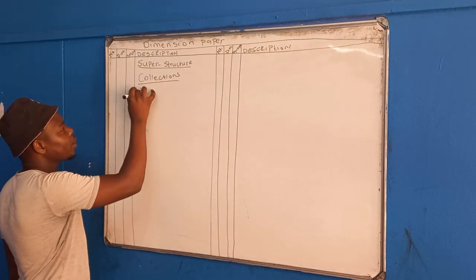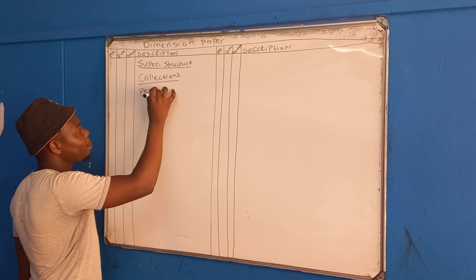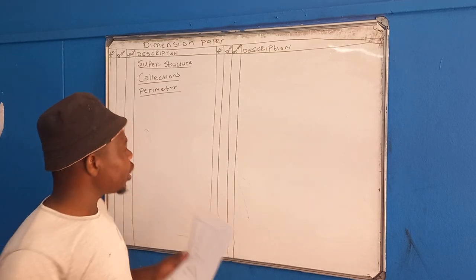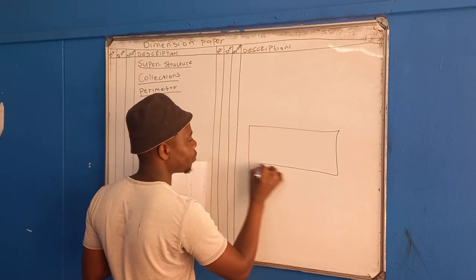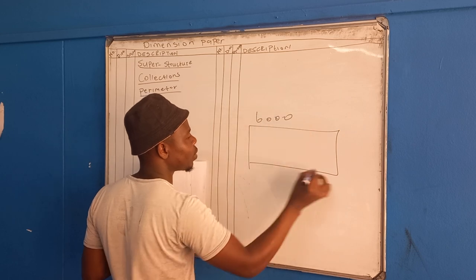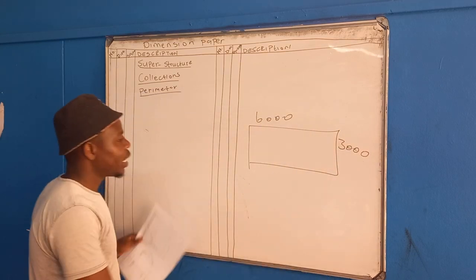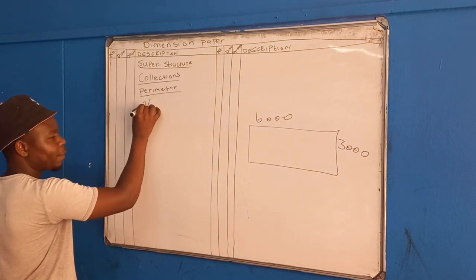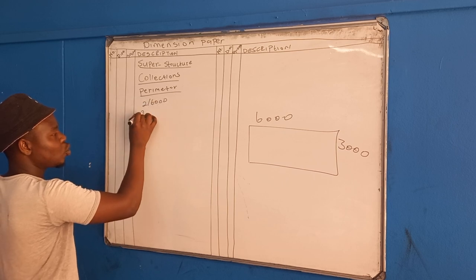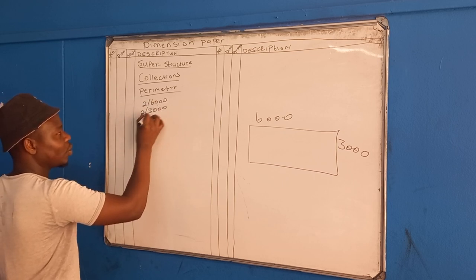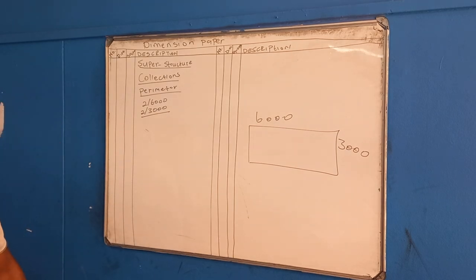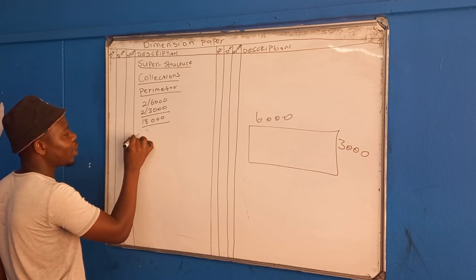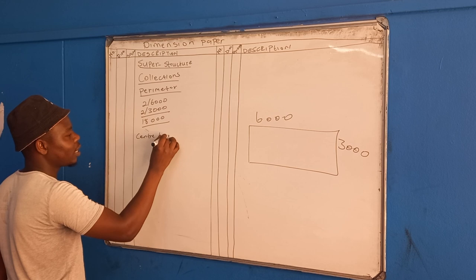So we complete our perimeter. And then on the perimeter, what are we having there? If you check, we have something like this, which is 6,000 by 3,000, right? The perimeter is all four sides added together, so we are going to say 2 by 6,000 plus 2 by 3,000, which equals 18,000, like that.